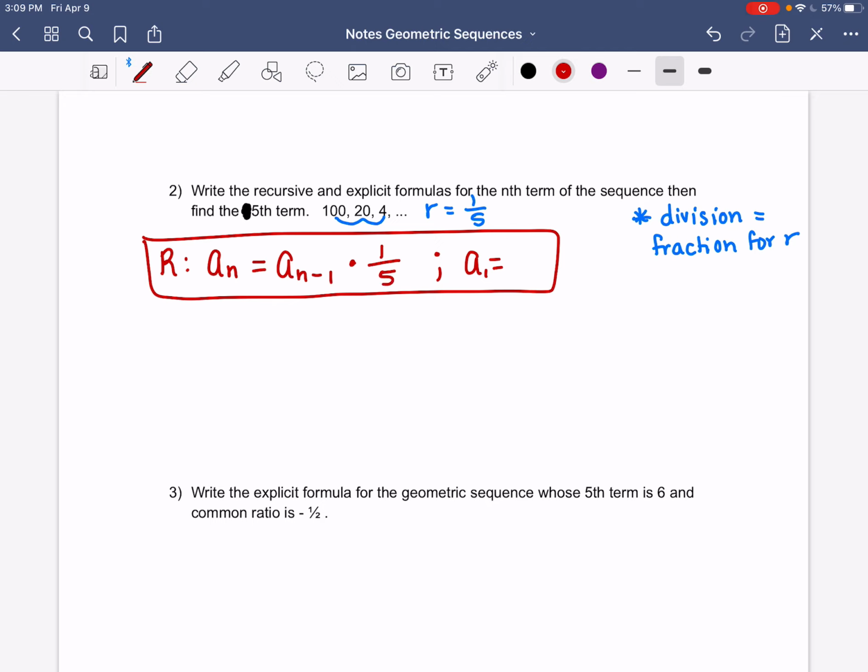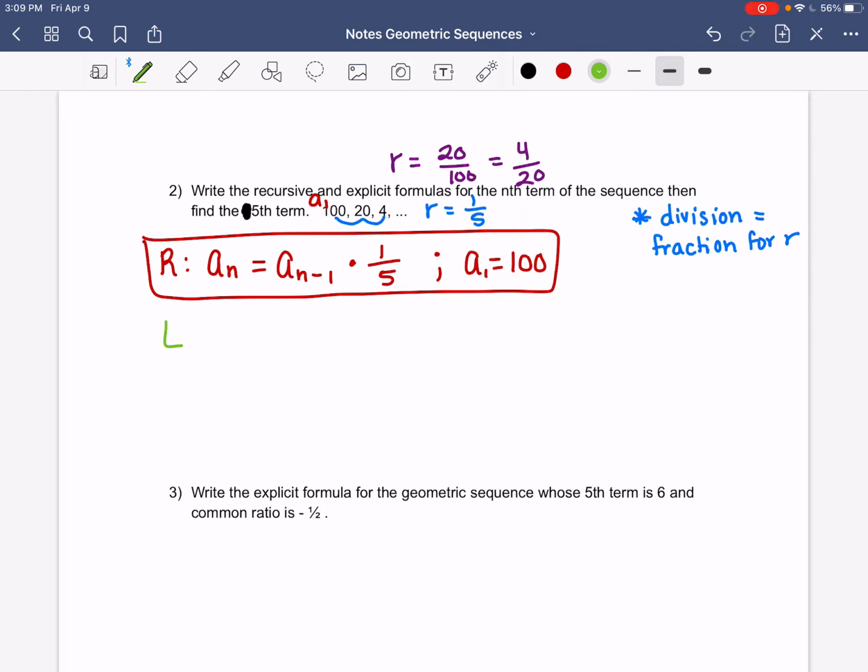And then my first term is this one right here, 100. So another way you can find your r, remember, is you divide a term by the term that comes before. So 20 divided by 100 should be equal to 4 divided by 20. And if you simplify those, they're both equal to 1/5. That's your r. So you will never have a division symbol here. It will always be a multiplying.